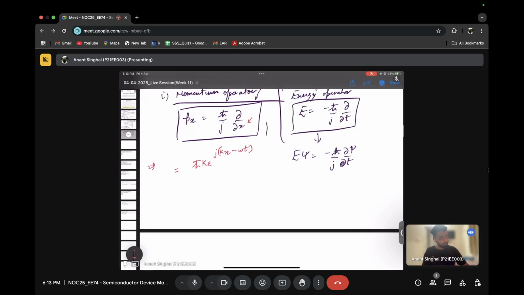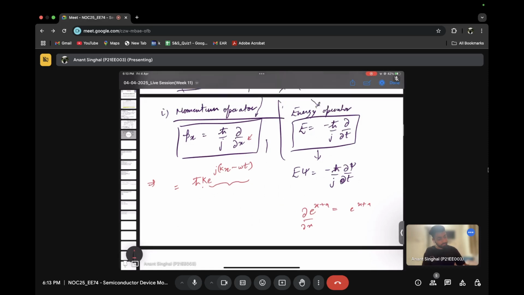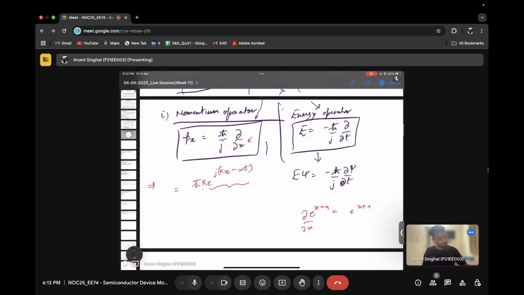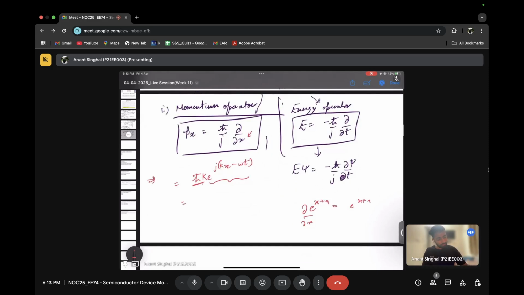Just to give you an example, the differentiation of e^(x+a) is nothing but e^(x+a) only. So this is like that only. And this whole term is again psi, right? So ħk is the momentum operator. So what we write is pψ.